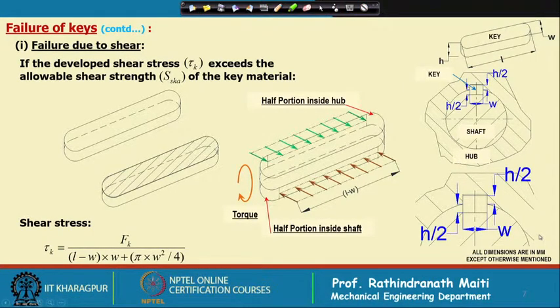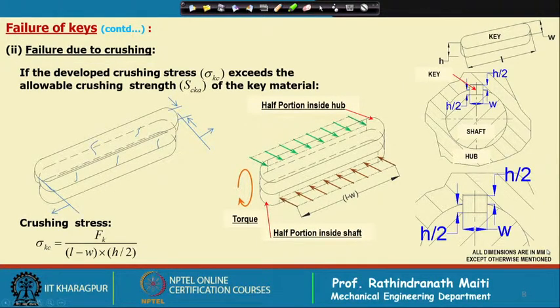Now, again this key may fail due to crushing. What is crushing? As the forces are acting in this way and this way, the upper portion will try to be compressed one way, and the bottom portion will try to be compressed the other way, in opposite directions. Then the probable failure might be like this. Say the bottom portion is sitting firmly inside the groove, whereas in the case of the hub, the groove is like that.